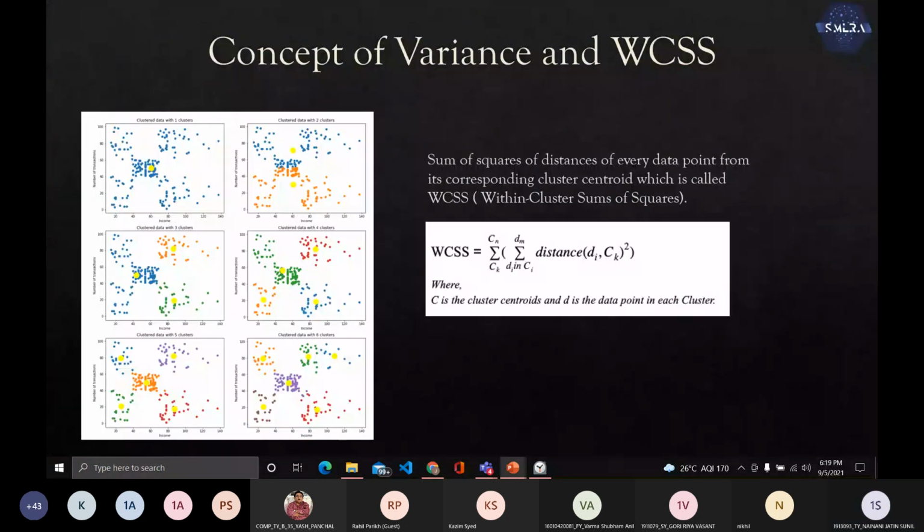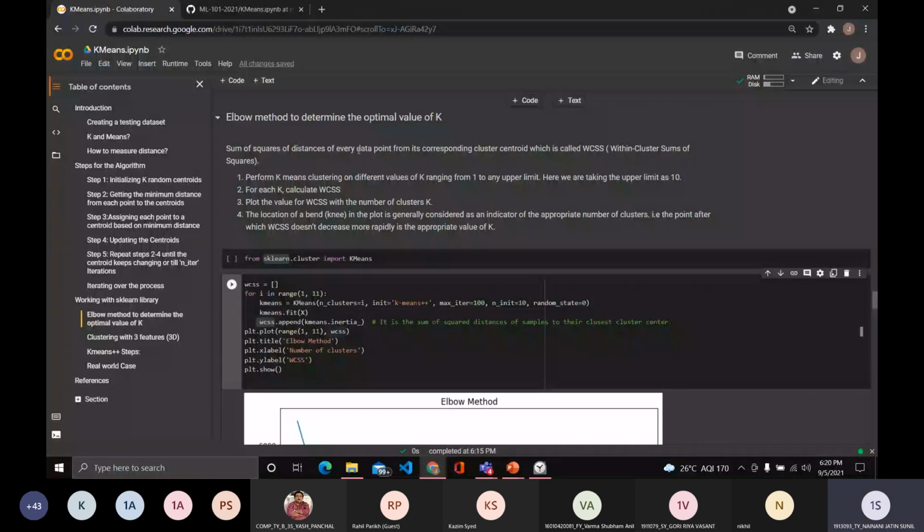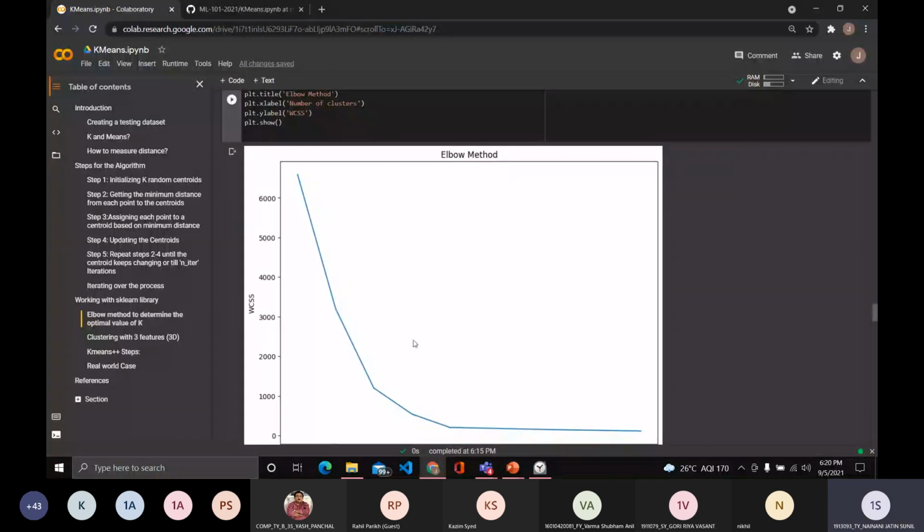Well, one disadvantage of using variance as an evaluation method is that if we keep on increasing the number of clusters, then the variance will obviously keep on decreasing. If I say I have 100 data points and I want to make 100 clusters, then the variance will be 0. That doesn't really make any logical sense. So what we're going to use is the elbow method, and the plot of the elbow method will be something like this.